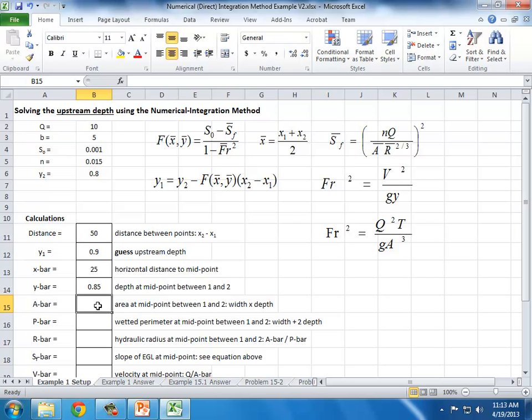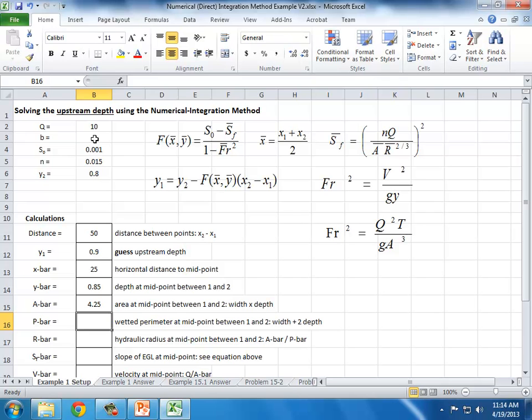Okay, so area, for this being a rectangular channel, at the midpoint, the area is just going to be the depth at the midpoint multiplied by the channel width. That's the cross-sectional area. It's a rectangle at the midpoint. It's just that the depth is halfway between the depth at 1 and depth at 2. I hope everyone's able to visualize that geometry.